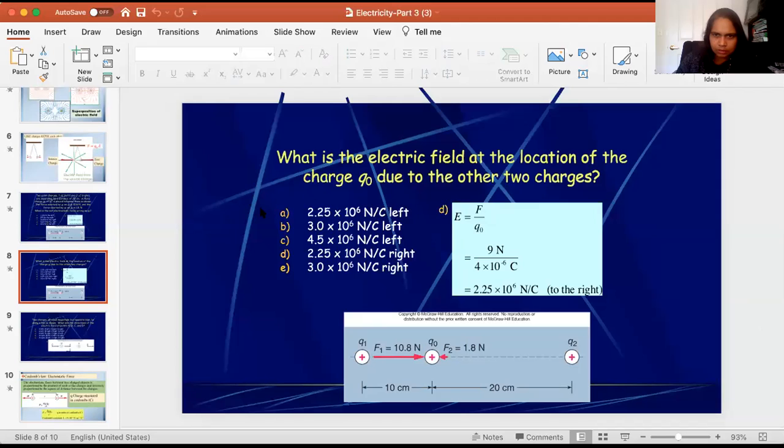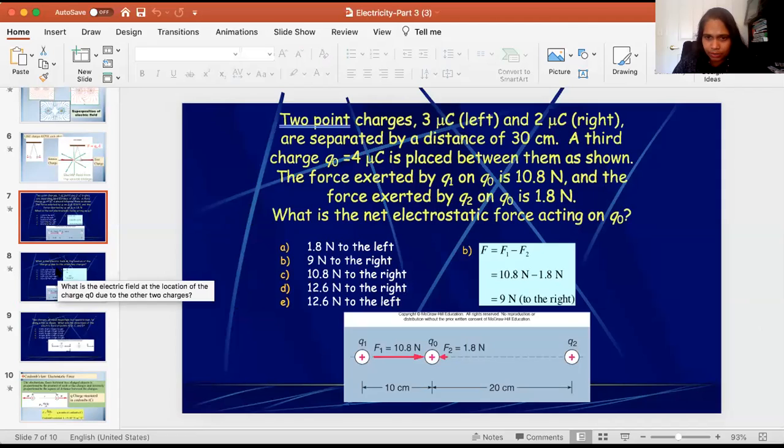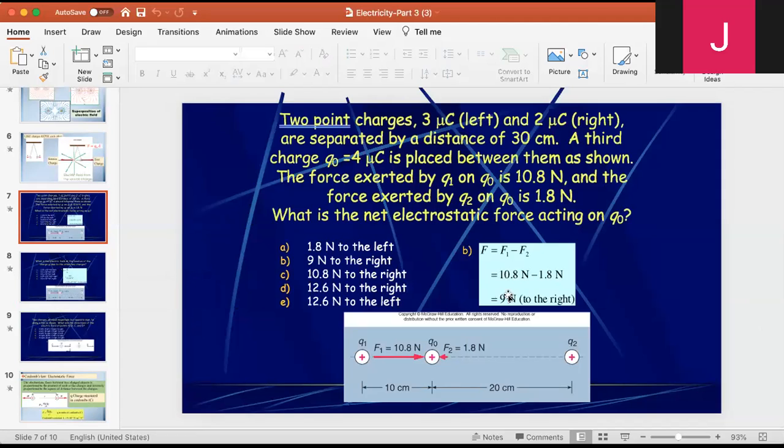Yeah. I get really confused with the scientific notation. Okay. What is the electric field at the location of the charge Q naught due to the other two charges? This is a continuation of the first question, so they are linked together. So for the first one, you find out the total force there is 9 Newton. Okay, now move to the second one.